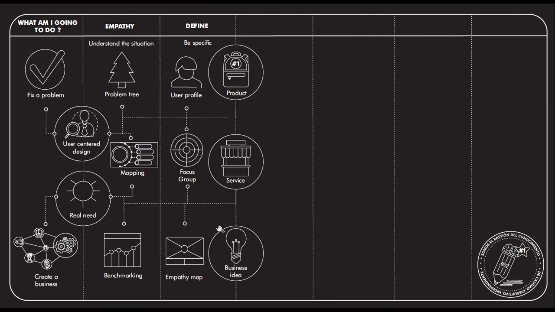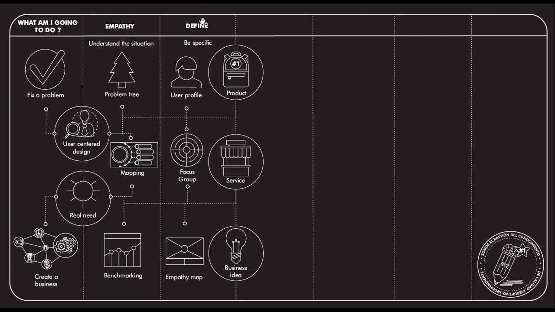Or the third one is that you can make a business idea. That is very important, because if you don't do these two previous stages, you don't know what you are going to develop. Sometimes people make a huge mistake thinking before everything about what they are going to do. The truth is that you don't know what you are going to do until you have done the empathy stage and the define stage.